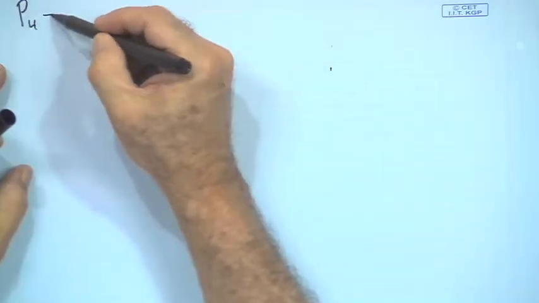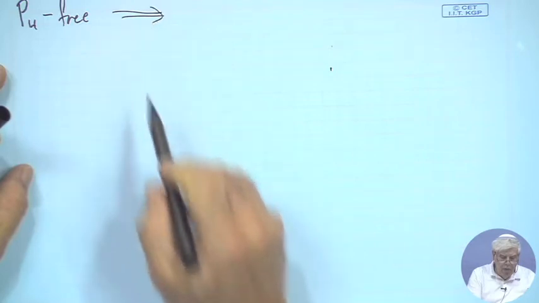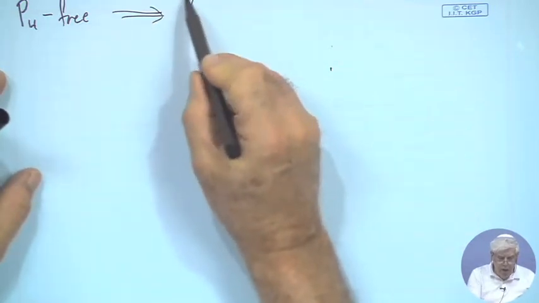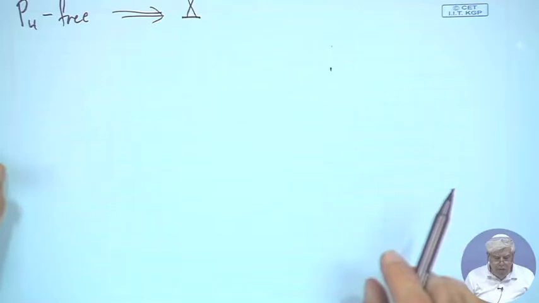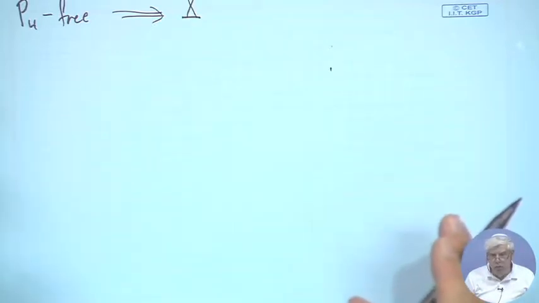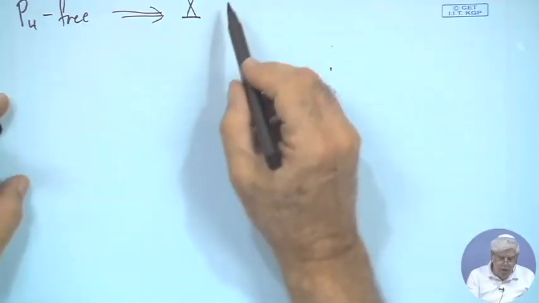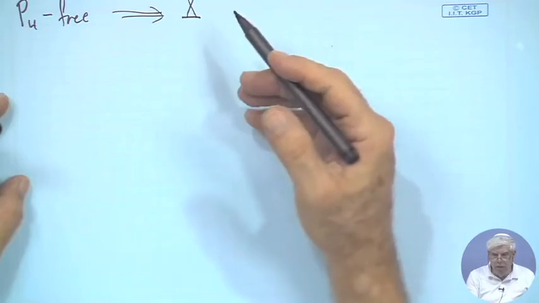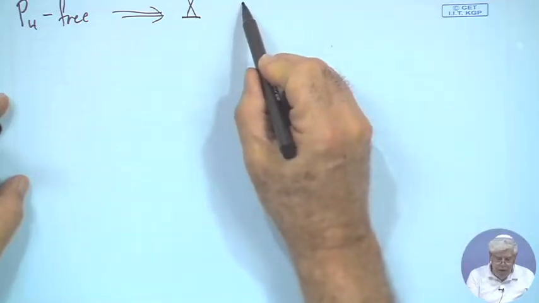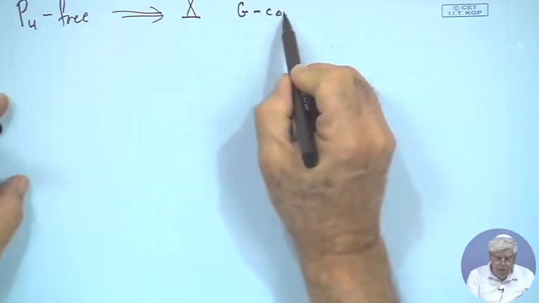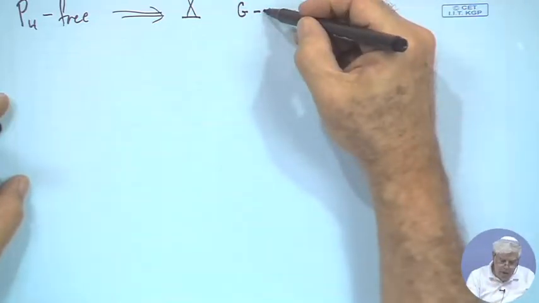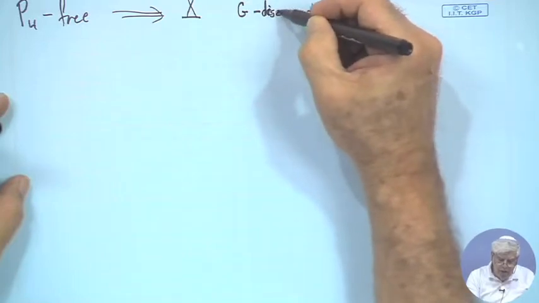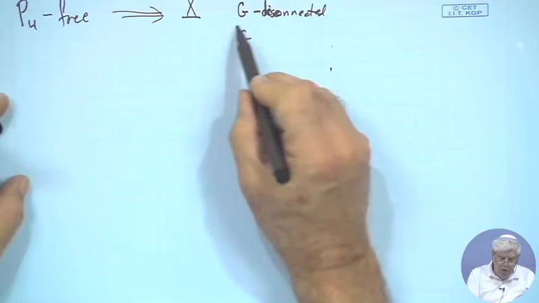Now let's go on to the next implication. Suppose the graph is P4-free. I want to prove that this last condition holds. That is, that for every X of size at least 2 vertices or larger, the induced subgraph is either G disconnected, or G bar disconnected.